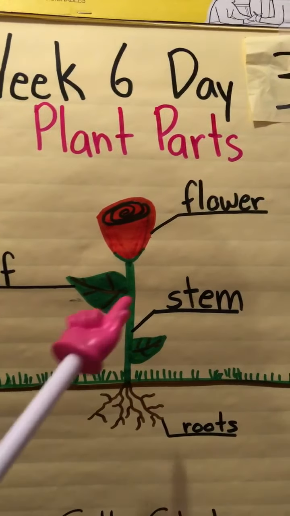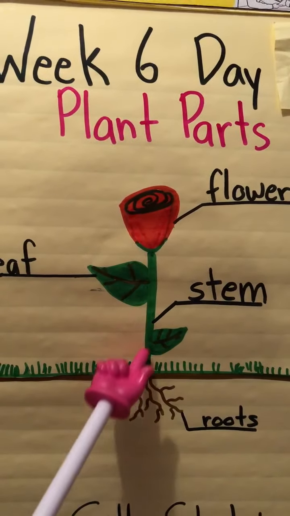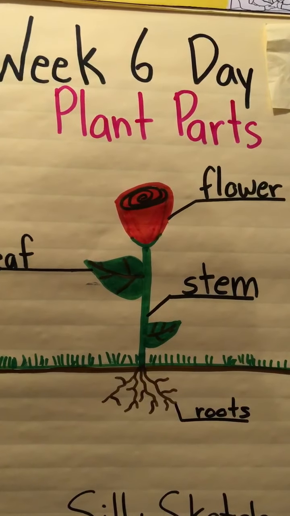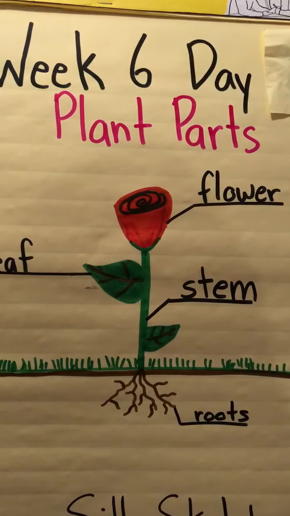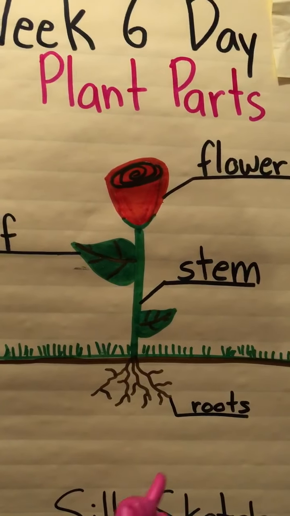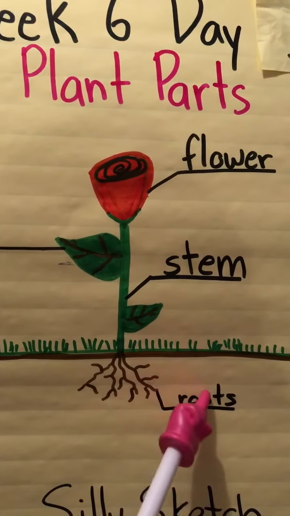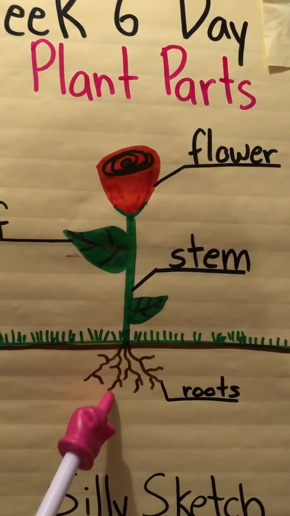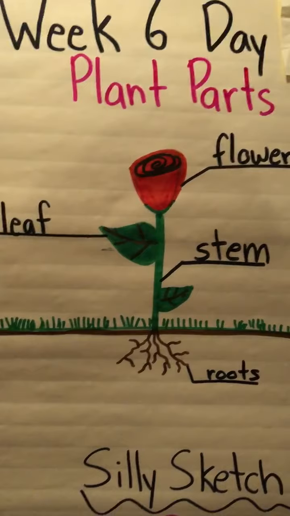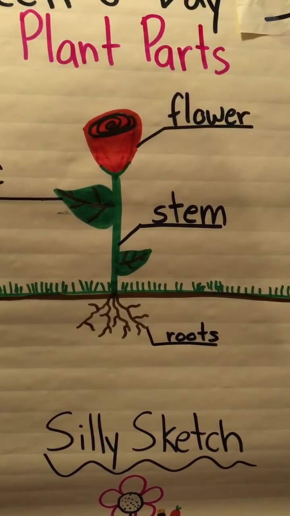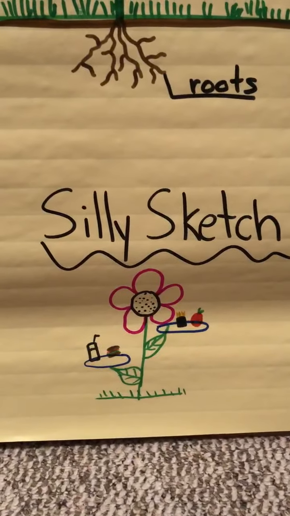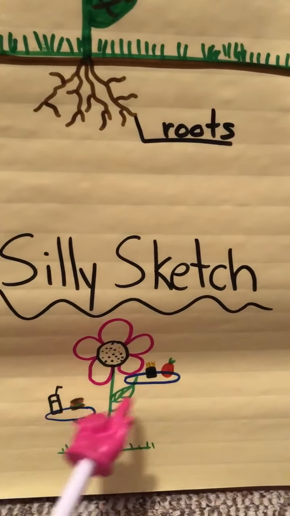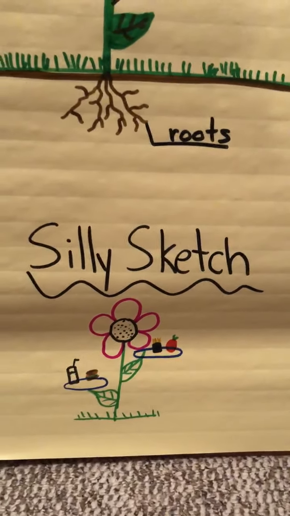And the next part we have is the stem. The stem, remember, it's long, it's thin, and it takes water up to the rest of the plant. And then the last part is the roots. Here are the roots. They're stringy, they're under the ground, and they keep the plant in place. So those are our plant parts. And there's my silly little sketch to help you remember that plants make the what? They make the food. Awesome.